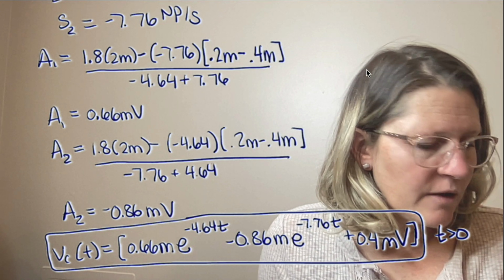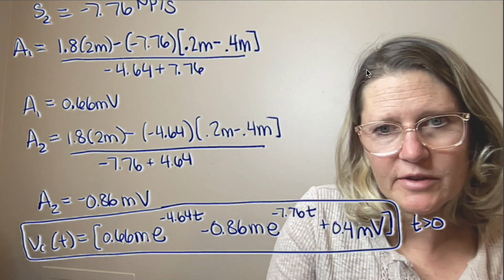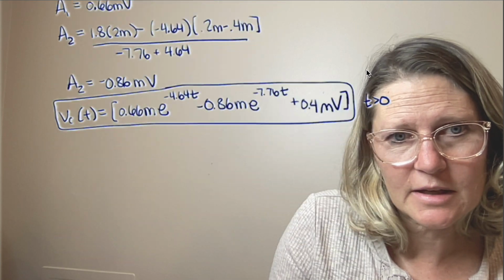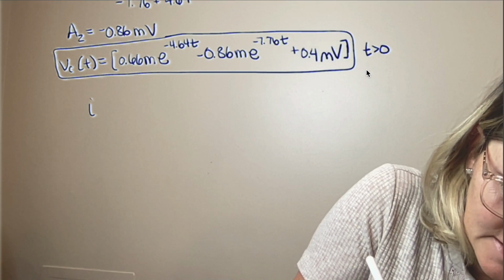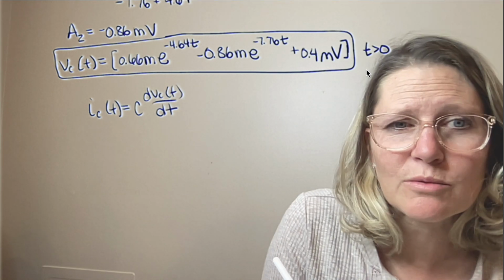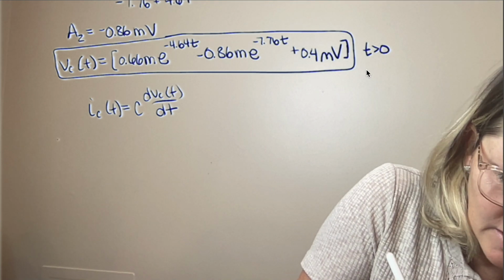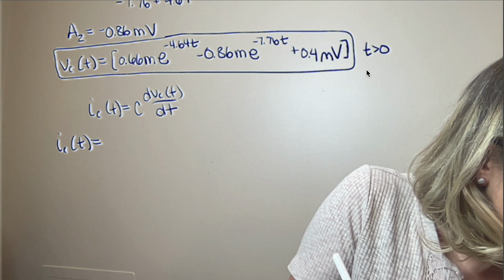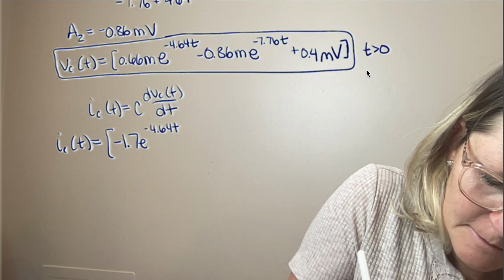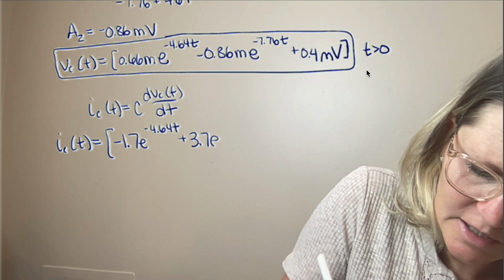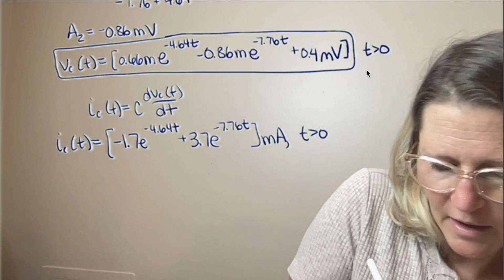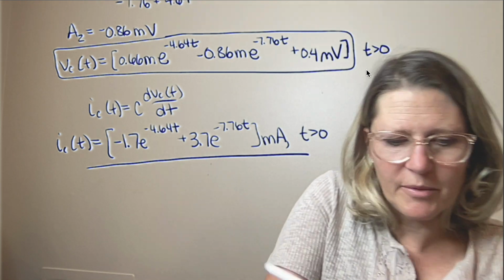And so if we wanted to know another variable in the circuit, say for example we wanted to know IC of t for this circuit, we can see that IC and VC we already know is related. So we could say that IC of t is related to VC of t by C dVC dt. So we just would need to take the derivative of this, multiply it by the capacitance, and that will give us IC of t. And so in this case, that ends up being a minus 1.7 e to the minus 4.64 t plus 3.7 e to the minus 7.76 t. And that's in milliamps for t greater than 0. So this would be a way we could get IC of t from that circuit.